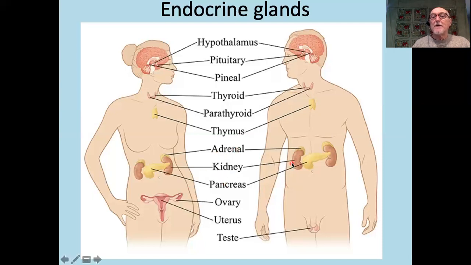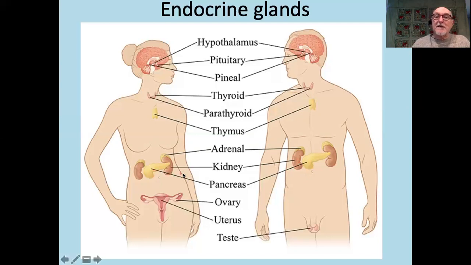The kidney, believe it or not, its major responsibility is excretion. It's production of urine with the waste products in the urine. But the kidney is actually also an endocrine gland. It produces some very important hormones, particularly which regulate blood pressure.